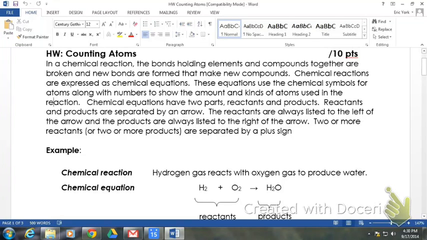Alright, we're going to look at the homework counting atoms. I want to make sure that you understand how to do this. Go ahead, I'm going to give you 30 seconds. I'm going to pause this for 30 seconds, and you are going to read this intro paragraph right here. So go ahead and read. You have 30 seconds.